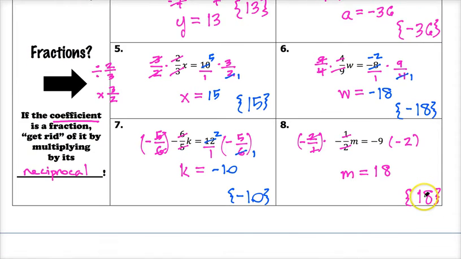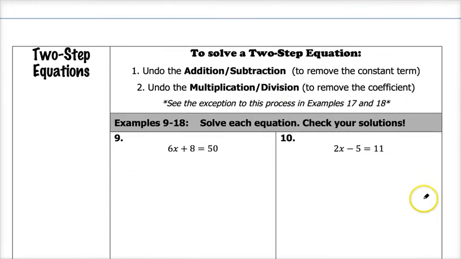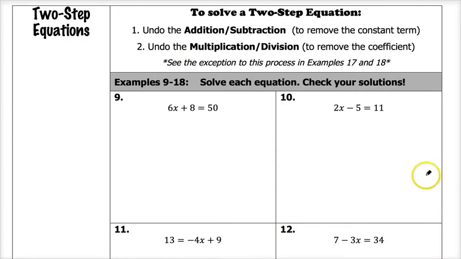So that's one-step equations. Now we're going to look at two-step equations here on the back side. To solve a two-step equation, we undo addition or subtraction first, and that removes the constant term, the term without the variable, and then after the addition or subtraction step, we undo the multiplication and division to remove the coefficient. So that's what we're going to practice with two-step equations. Undo addition, subtraction first, then multiplication, division. There is an exception to this process, and we're going to see that at the end of the notes, but for most of your examples, this will be the order that we undo the operations in.